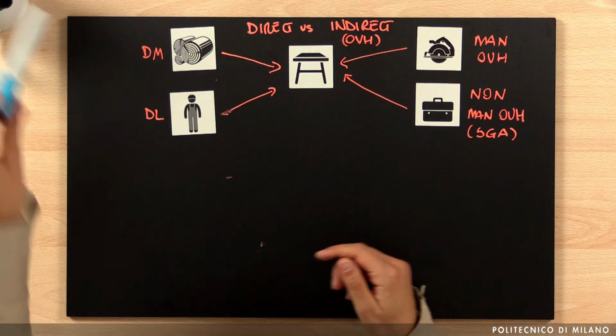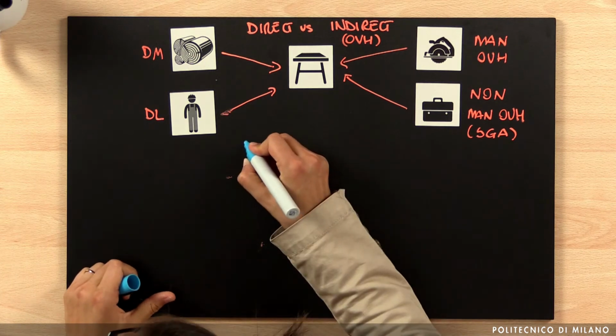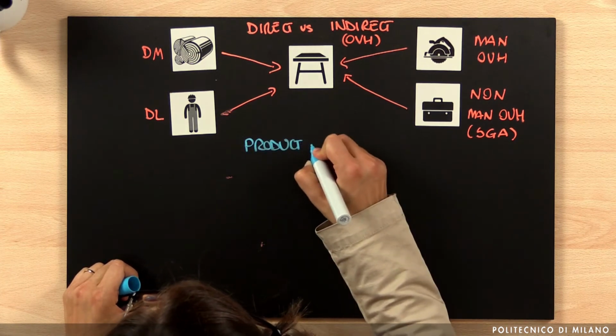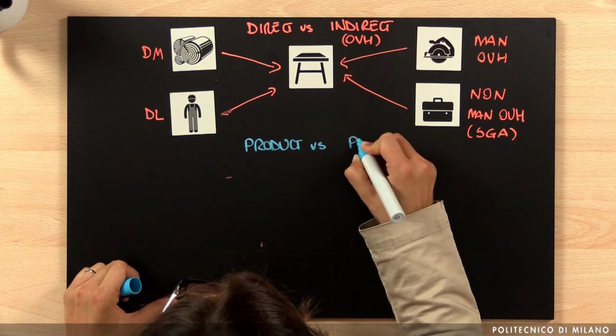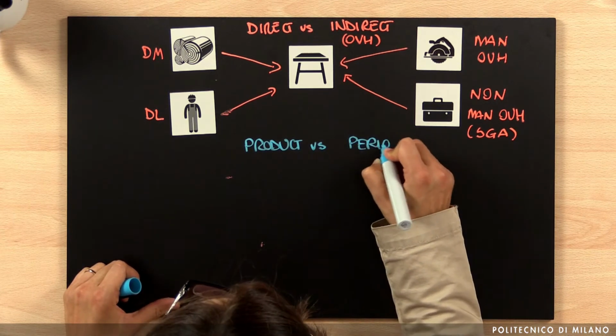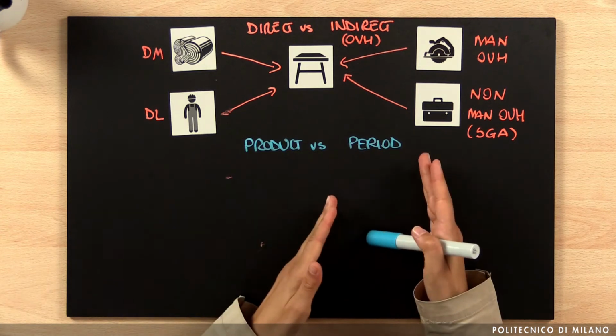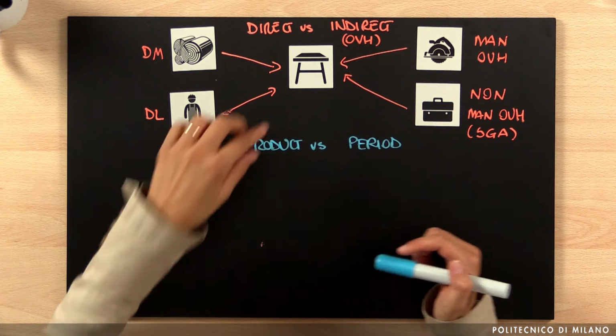We have also a second classification that distinguishes between product cost versus the period cost. So again, what's the difference between product and period? Let's start from an example and then generalize.